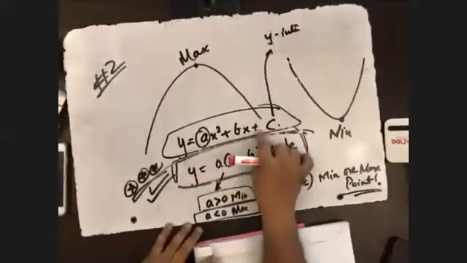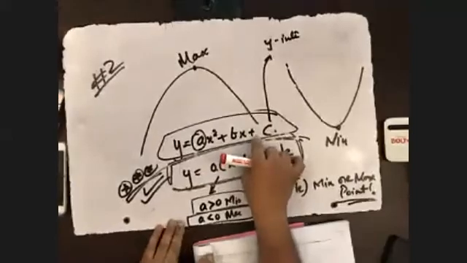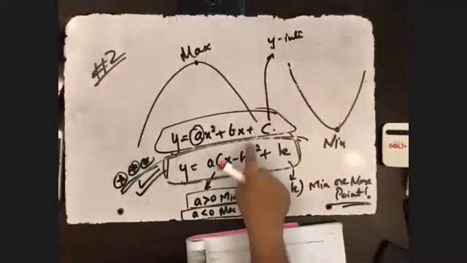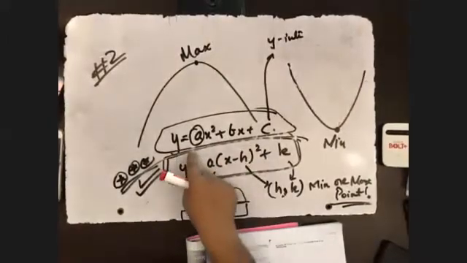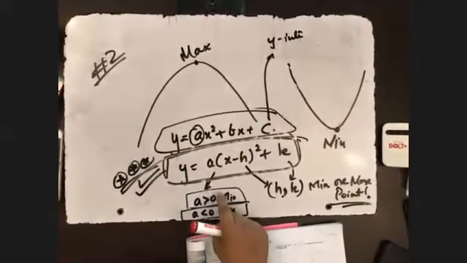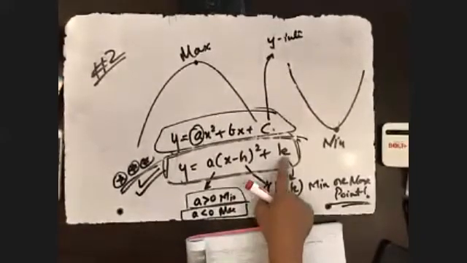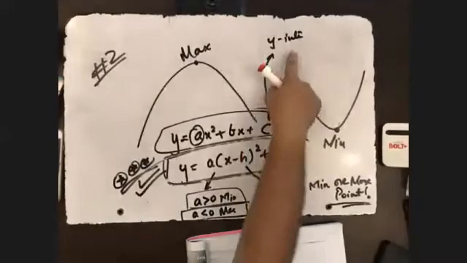Okay, so this is the normal format of y is equal to ax squared plus bx plus c. A is the point which determines whether it's a maximum or a minimum. And c tells us the y-intercept.